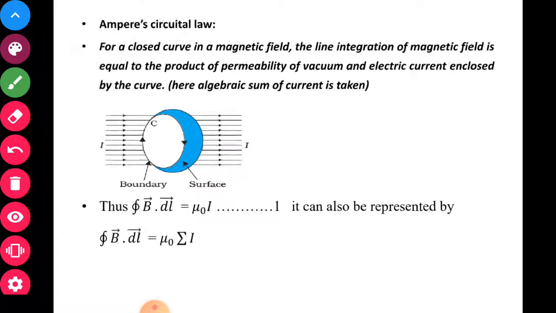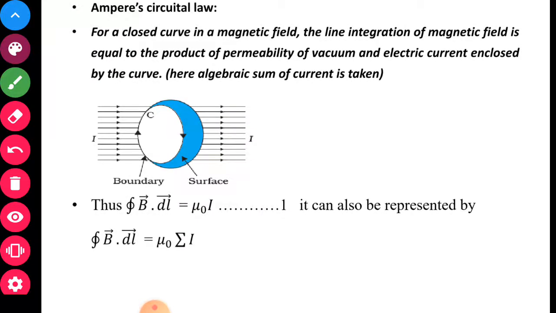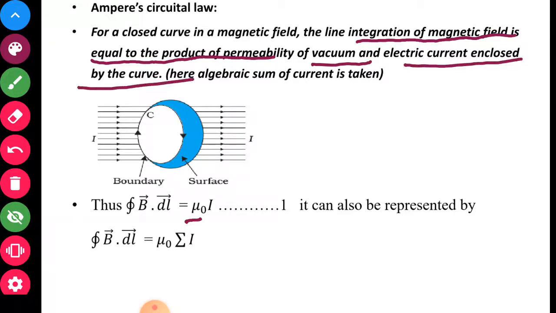equation: this is a closed integration which is shown here. It is spoken as contour integration or closed integration B dot dl. See, the line integration of magnetic field. What is this? Line integration of magnetic field is equal to the product of permeability, that is mu 0, the product of permeability of vacuum and electric current enclosed by the curve. Say electric current enclosed by the curve is I.